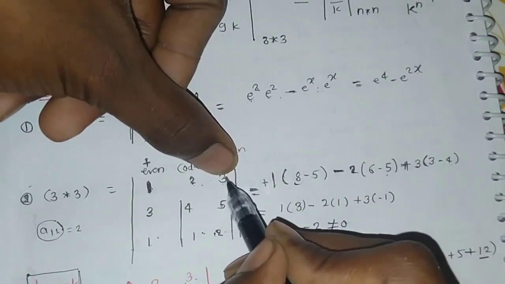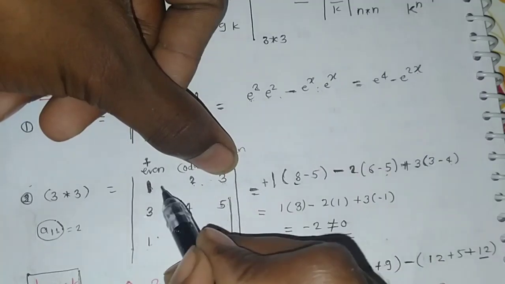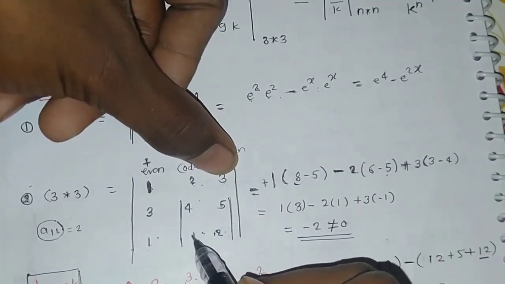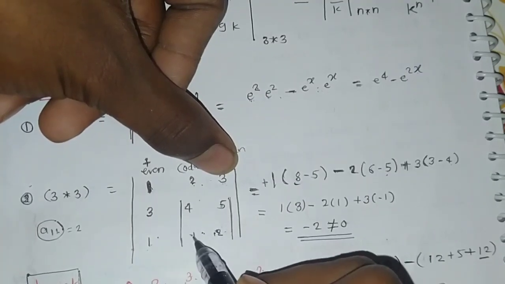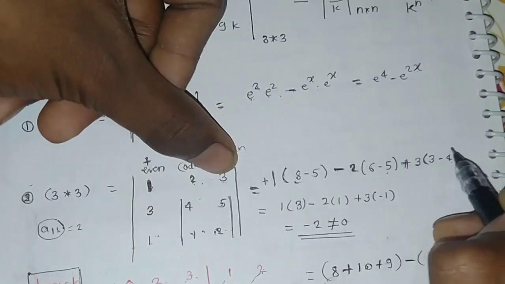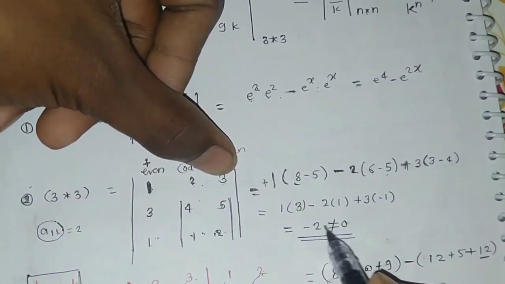How do we get this? We leave this row and column, and the minor is 3 4 1 1. So 3 into 1 is 3, and 4 into 1 is 4. So 3 minus 4. If you solve this, you will get minus 2.